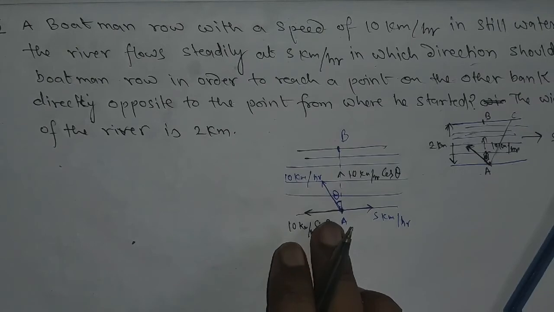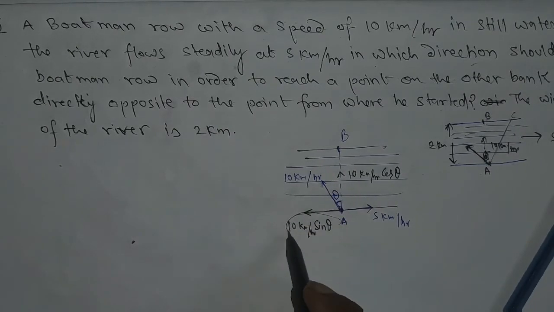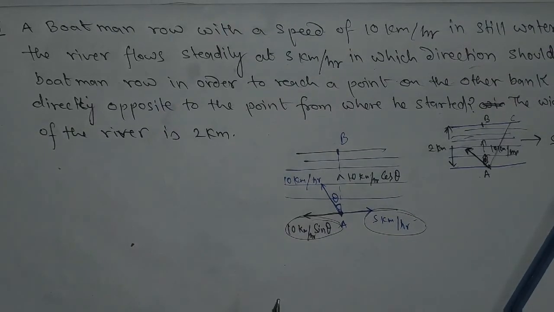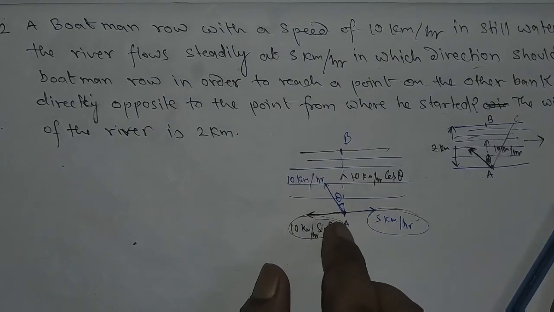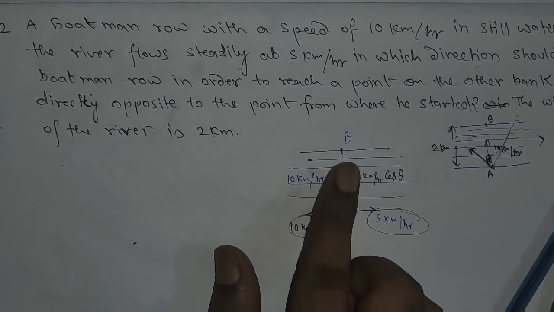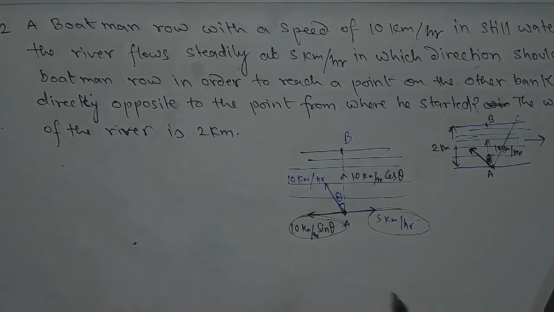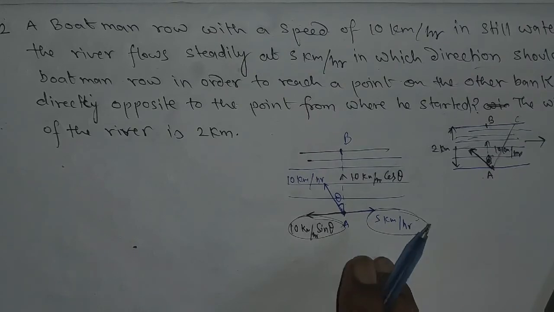Students, in order to reach point B, this component of the velocity should be cancelled with this component. Then the resultant effect of the horizontal velocities will cancel out and the boatman will reach point B. Try to think: if these components were not equal, then what will happen, students?